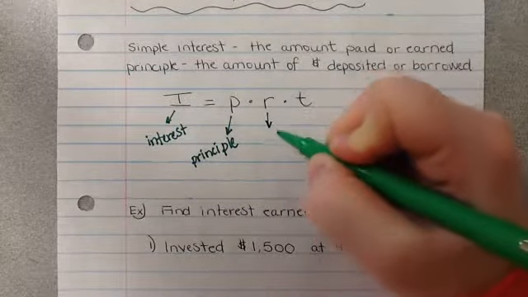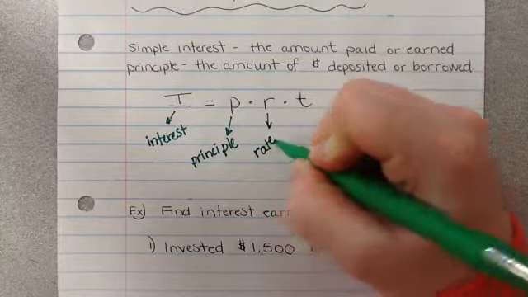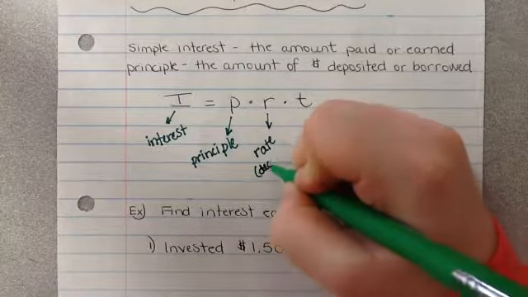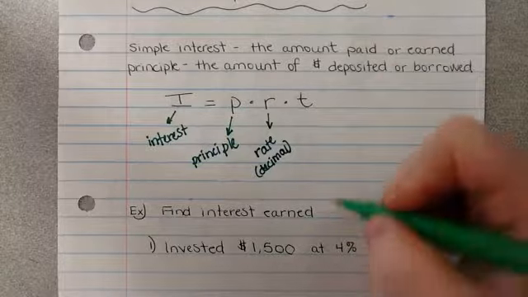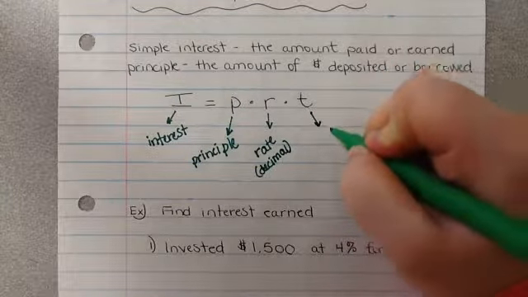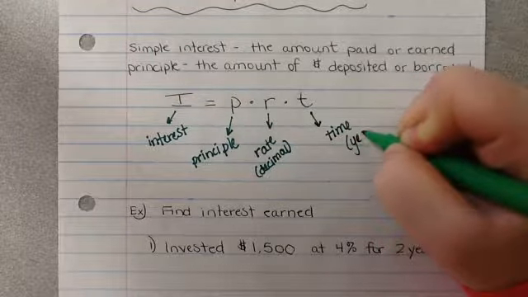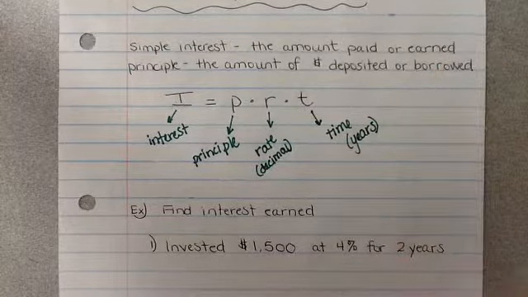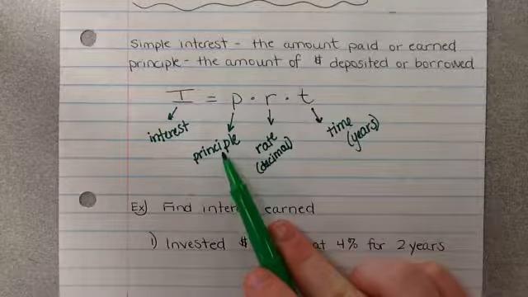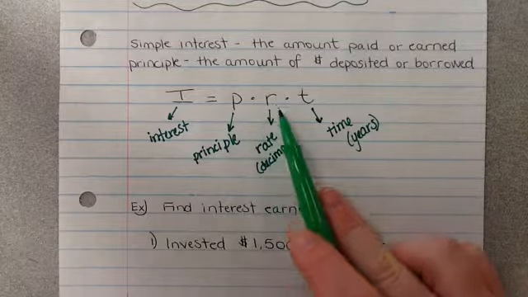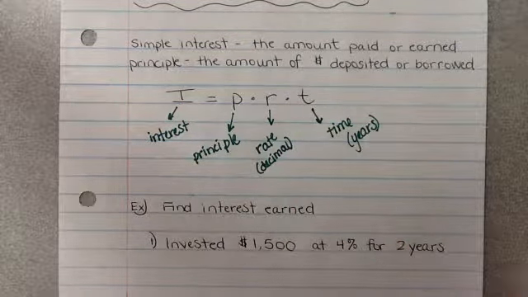R stands for the percentage rate. We have to make sure our percentage is a decimal. And T stands for the time. And time is going to be in years. So I stands for interest. P is the principal, or how much you start with. R is the percentage rate. T is time in years.